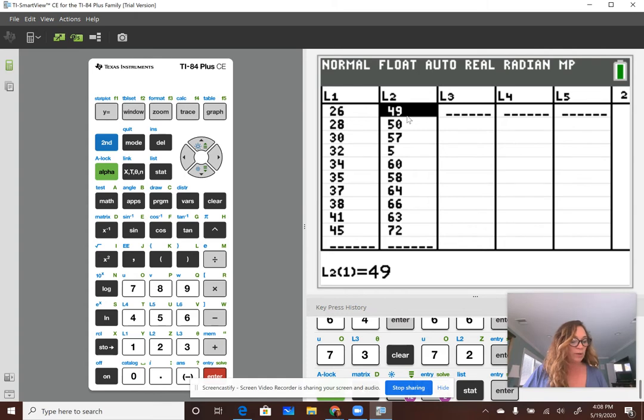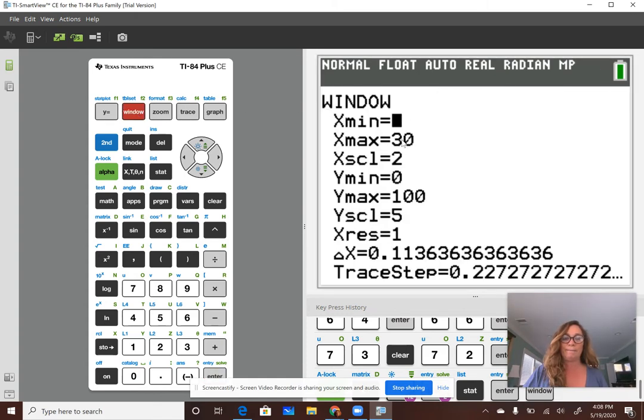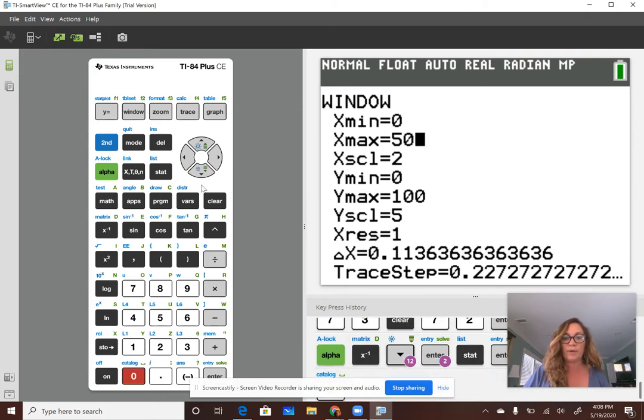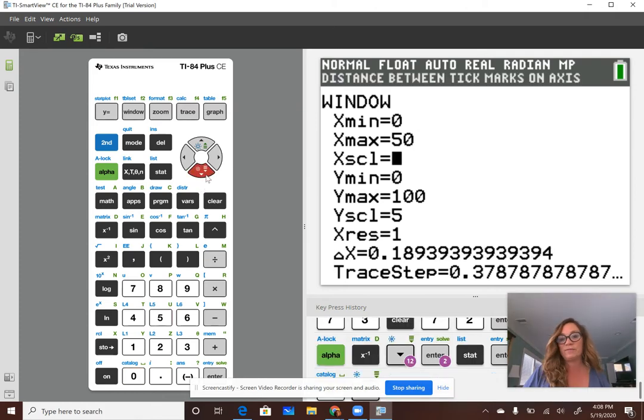So the window is basically what you want to see when you do a scatter plot. So I look at my X list, and my lowest number is 26 and my highest number is 45. So I'm still going to use 0, but you could just do a section that's like, say, 25 to 50. Okay, so I'm still going to go 0 to 50, but I'll change it and show you a couple ways, okay? Now, if I was counting from 0 to 50, I would totally count by 5s.